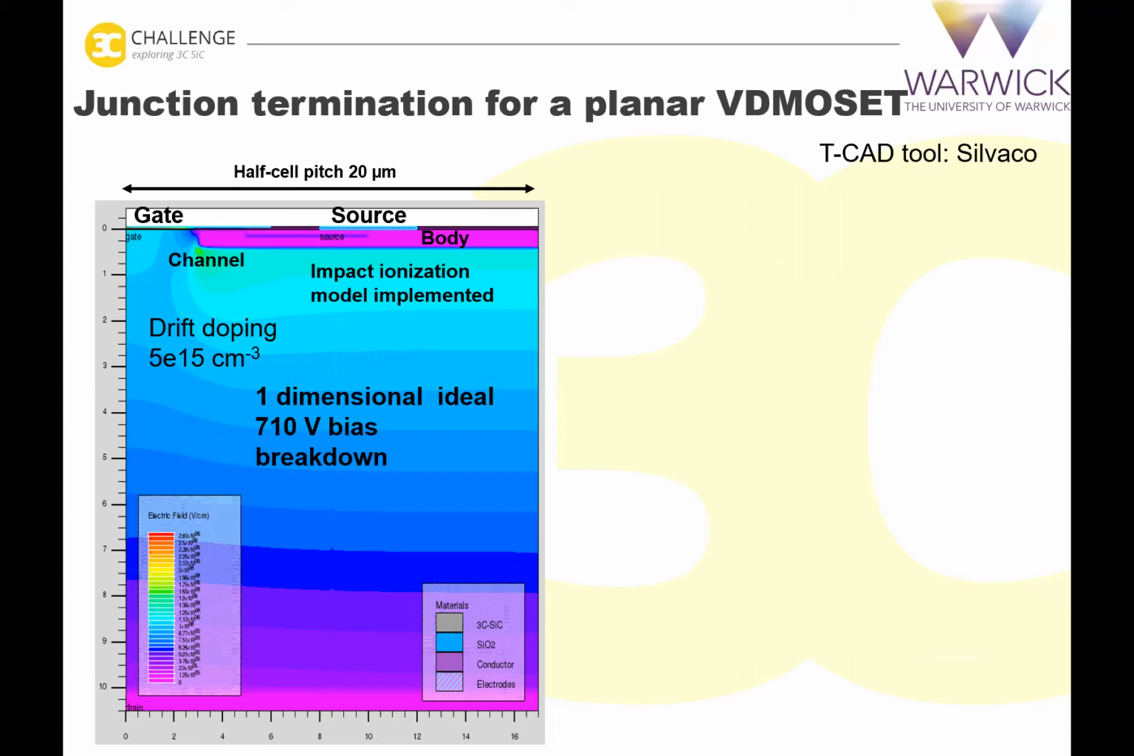One of the things worth mentioning is the junction termination design for power devices. If we take this half cell as an example, with a drift doping of 5E15 and a thickness of 10 micron, ideally the avalanche breakdown in reverse bias will happen at 710 volts, as you can see here. And this assumes the depletion happens only vertically, so it's called the one-dimensional case.